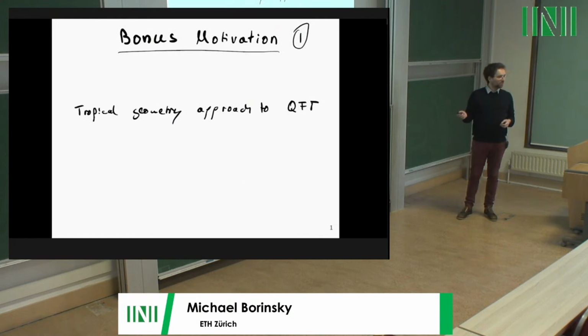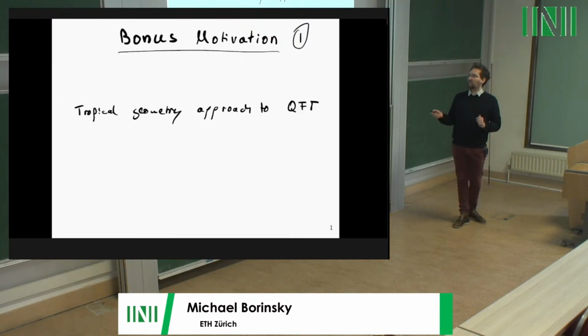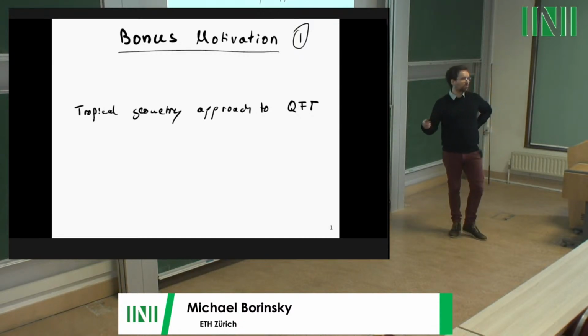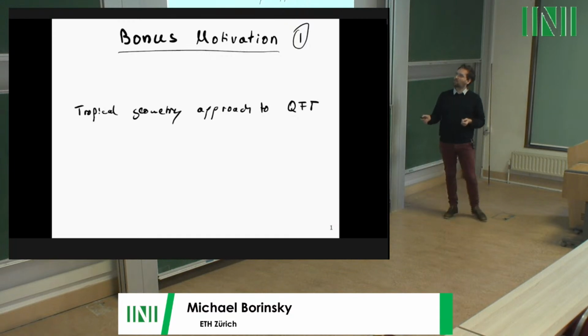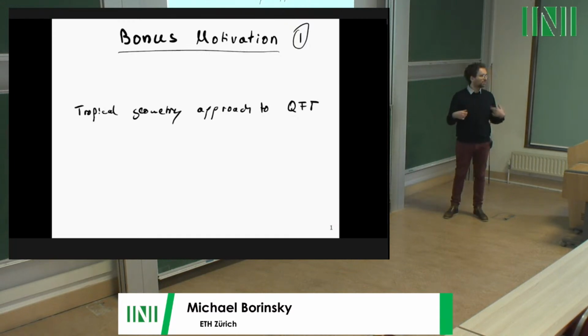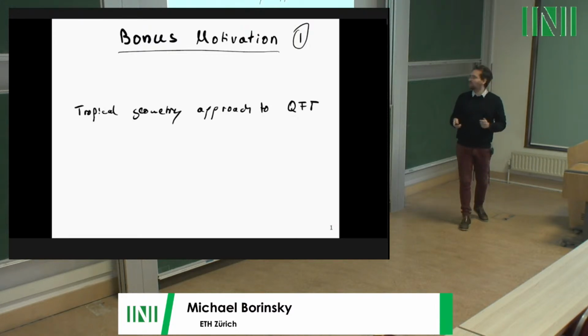There's also a bonus motivation, an exclusively mathematical motivation. If you're interested in tropical geometry or algebraic geometry in general, then this is an easy approach to quantum field theory. You might have a general interest in quantum field theory, but sometimes quantum field theory comes with mathematical caveats. This tropical geometric approach serves as an easy shortcut towards quantum field theory.